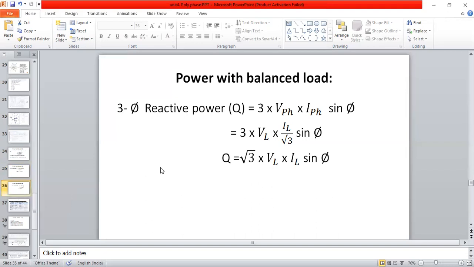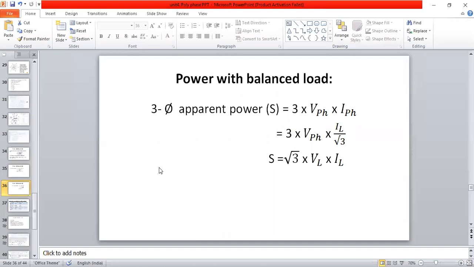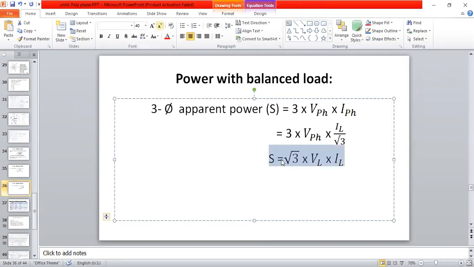Next, similarly, apparent power. What is the single-phase apparent power equation? VI. So for three phases we use 3 into VI, where VI is nothing but VPH into IPH. In the IPH place we consider IL by root 3. So the final equation we get is S equals root 3 VL IL, which is the apparent power.